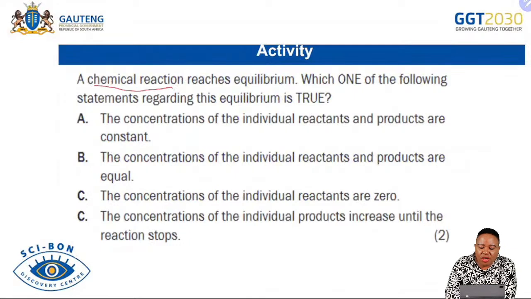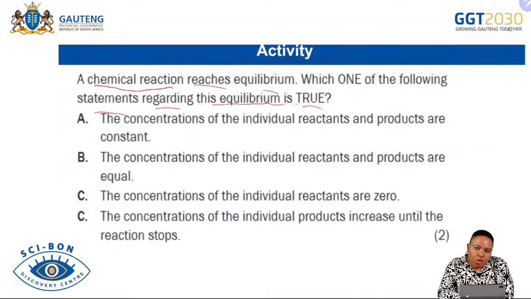A chemical reaction reaches equilibrium. Which one of the following statements regarding this equilibrium is true? When we say the reaction has reached equilibrium, we expect the rate of the forward reaction to be equal to the rate of the reverse reaction. We also expect that the concentrations of the reactants and the products remain constant, because at equilibrium there won't be any change in the concentration or number of moles of reactant or product. Number A says the concentrations of individual reactants and products are constant, meaning that they remain the same.